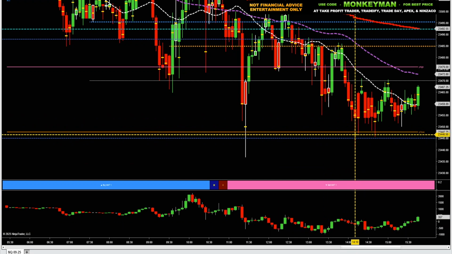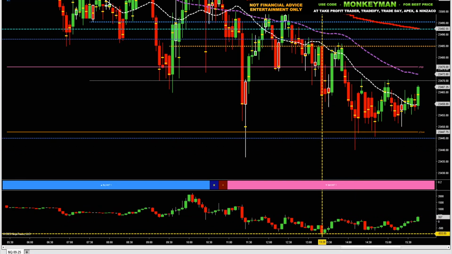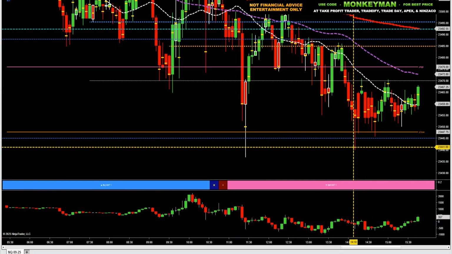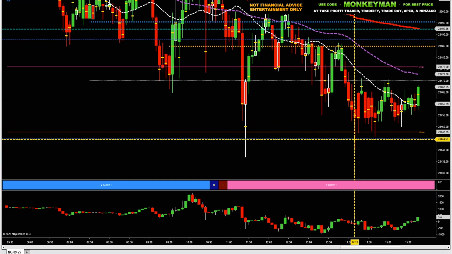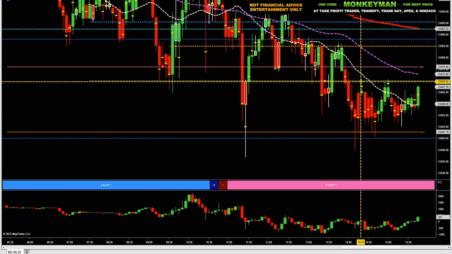The delta right here is higher than the delta back here, even though the price is lower. And we're right at some key levels, yesterday's close and this previous day point of control. And we get a very nice bounce right up to this next key level.